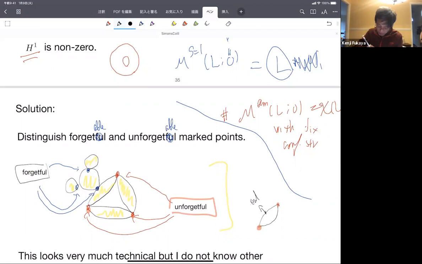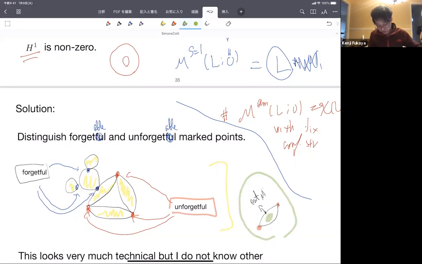So you have this guy, and then for this guy we don't forget this, so you can actually perturb this constant map. This is a bit too technical, but we can perturb this kind of constant map in this case, and still you don't break this symmetry by the forgetful map. So this is a very technical solution, I know.